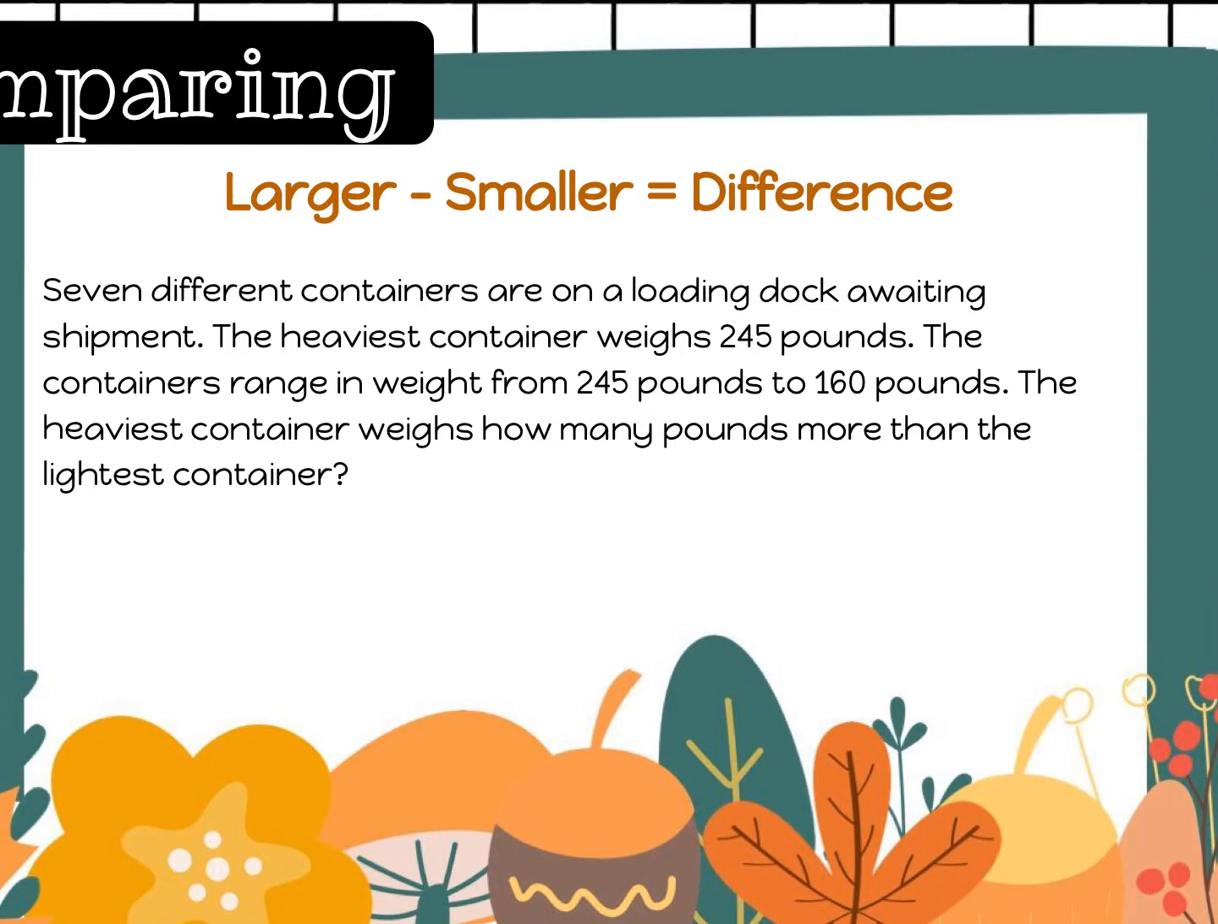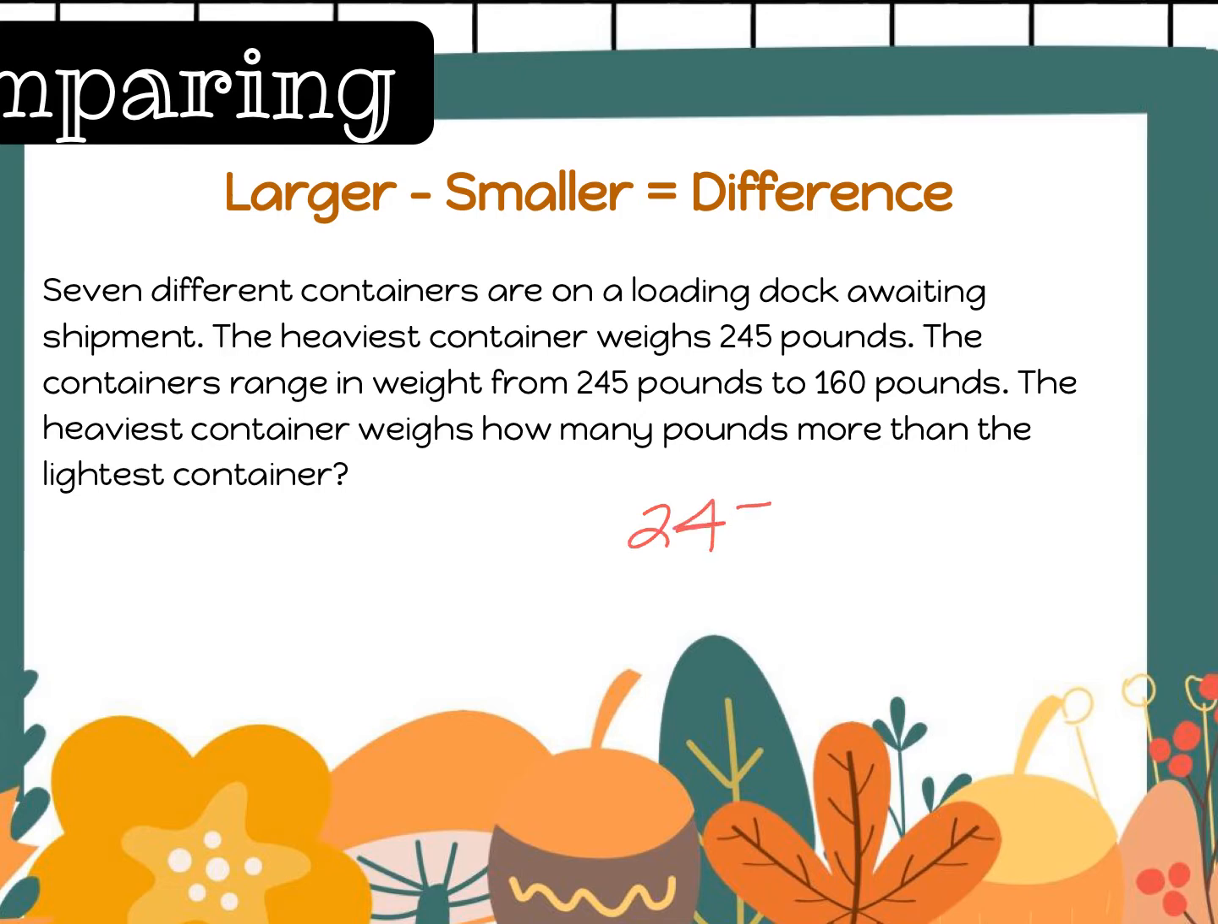7 different containers are on a loading dock awaiting shipment. The heaviest container weighs 245 pounds. The containers range anywhere in weight from 245 to 160 pounds. The heaviest container weighs how many pounds more than the lightest? So we're talking about larger versus smaller. So what do I do, Savannah?